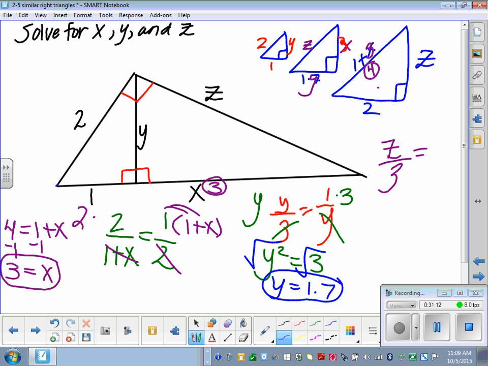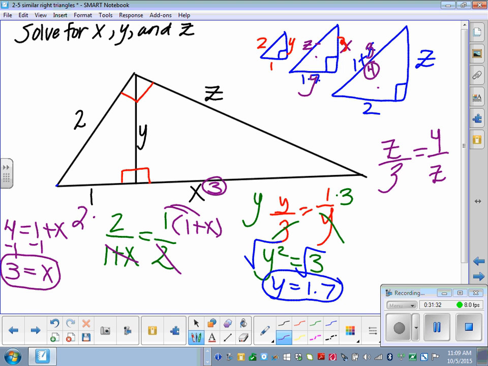So you're going with this one, and this is equal to 4 over z. Yeah, so hypotenuse over hypotenuse. So we went with z over 3 is equal to 4 over z.